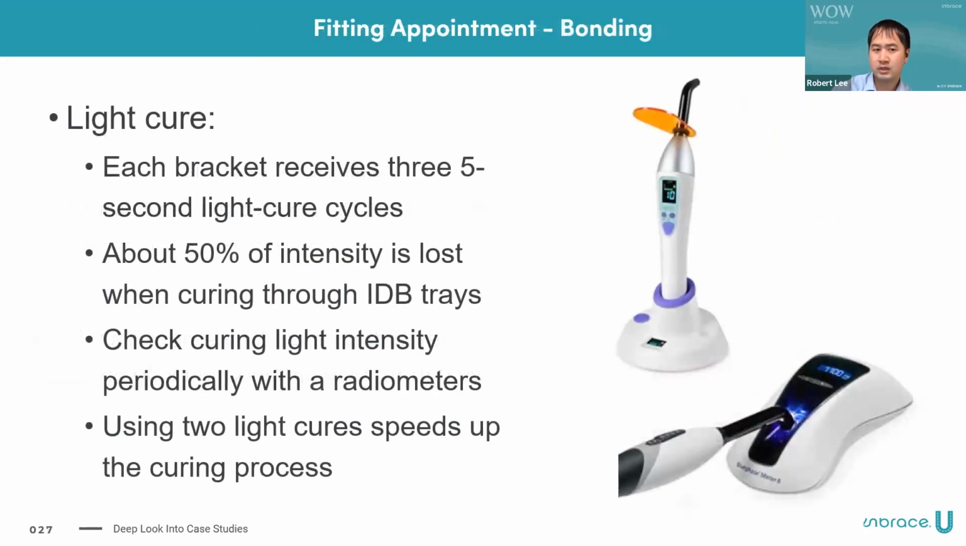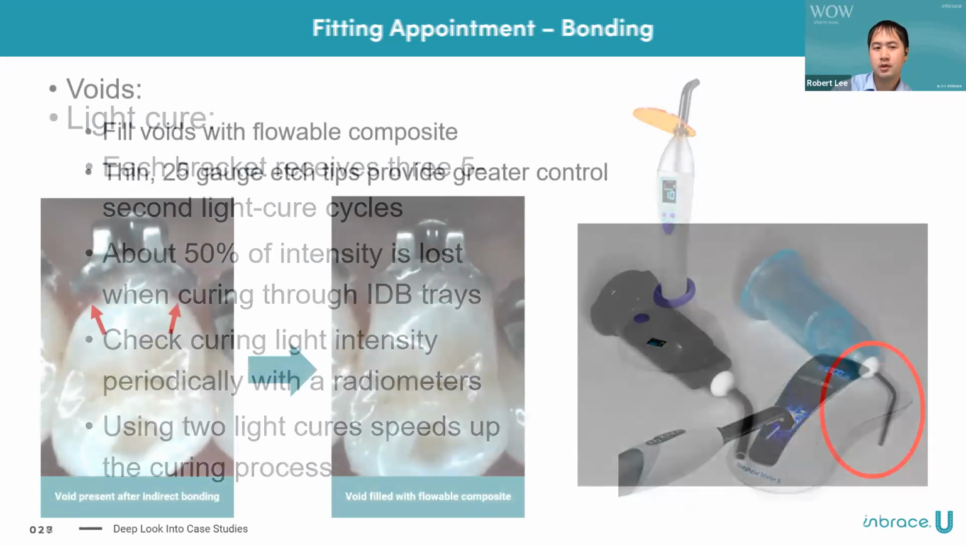When you're doing your light curing step, it should be three 5-second light cure cycles, meaning you light cure when you're holding the IDB tray, you light cure when you're no longer holding the IDB tray, and then you light cure once you take the IDB tray off. About 50% of the intensity is lost when you cure through the IDB tray from our testing.